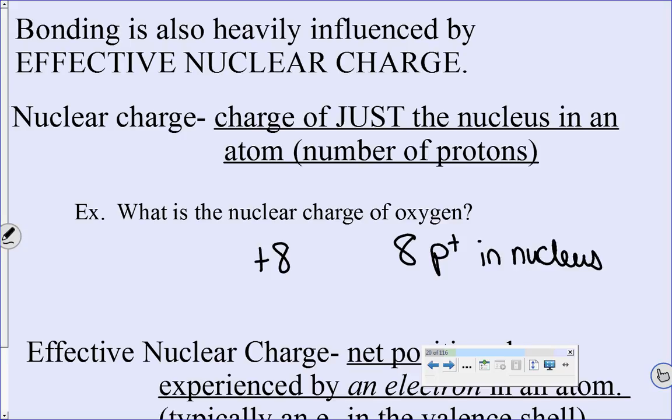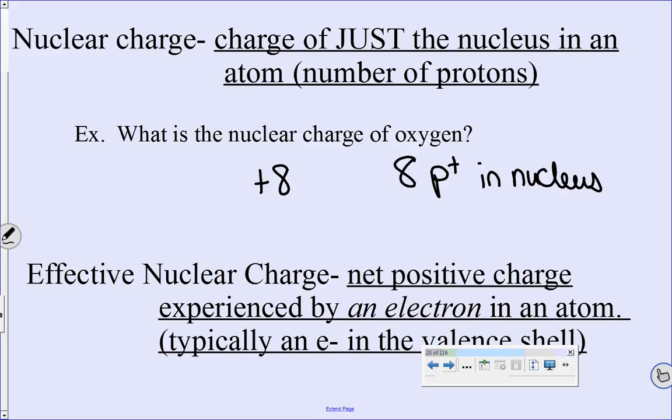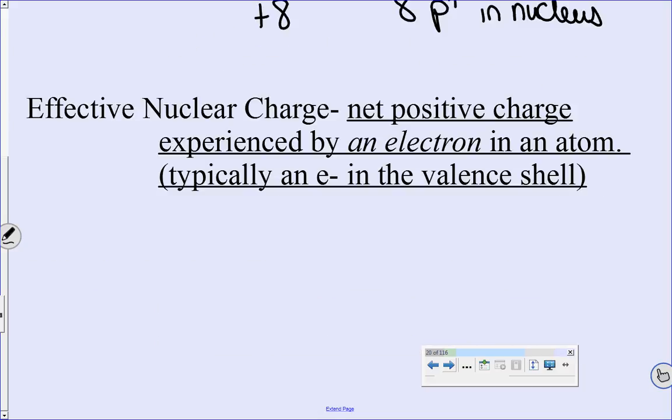in the nucleus. Now, effective nuclear charge is a little bit different. This is the net positive charge experienced by a certain electron in an atom. Typically, for our purposes, we're going to be talking about an electron in the valence shell. So this is the net positive charge felt by a valence electron in an atom.